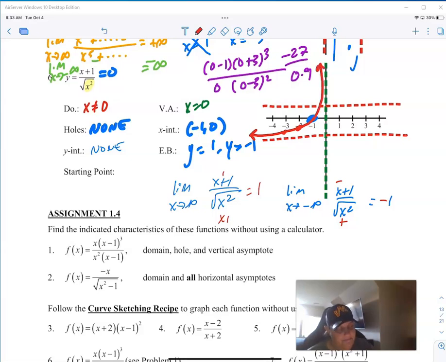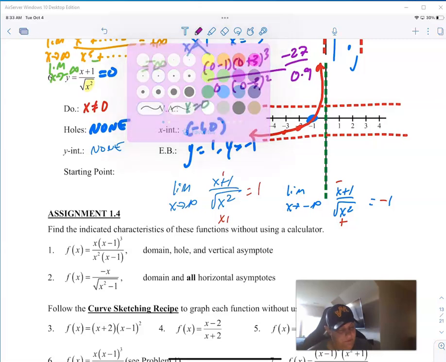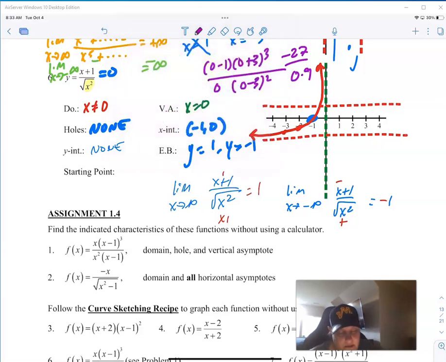And then, let's see on this side, 1 gives me 2. 2 gives me 1.5. 3 gives me 1.3. And it goes maybe like that. That's my best guess. Let's take a look.